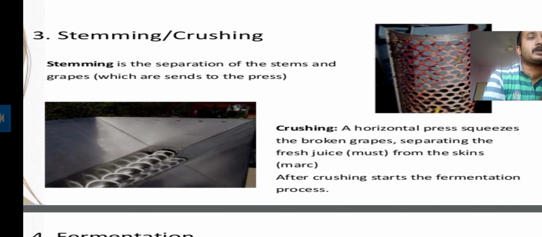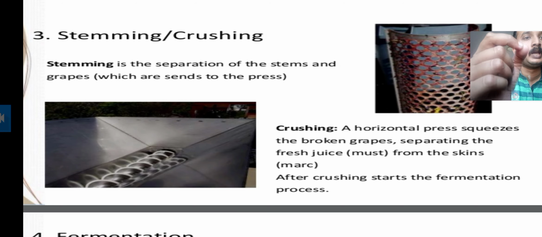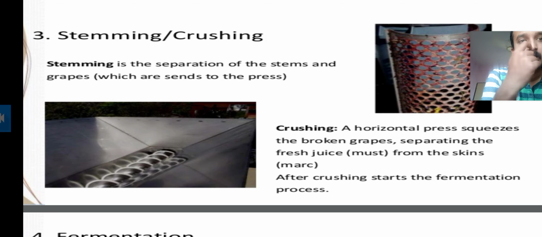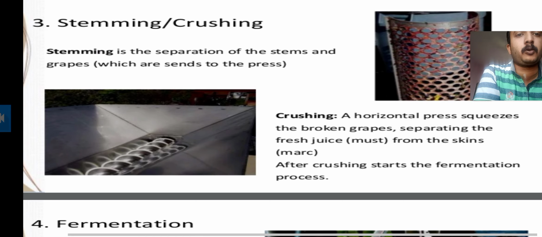Secondly, the crushing. A horizontal press squeezes the broken grapes. This is the second diagram, the photo of the second diagram. It shows the horizontal press, and that press squeezes the broken grapes. The grapes are squeezed and broken in crushing, which separates the fruit juice from the skins, from the grape skin.